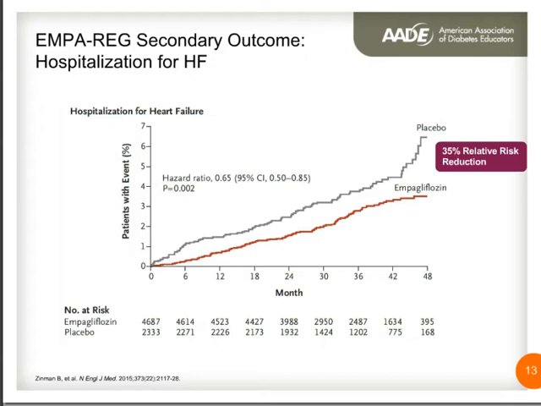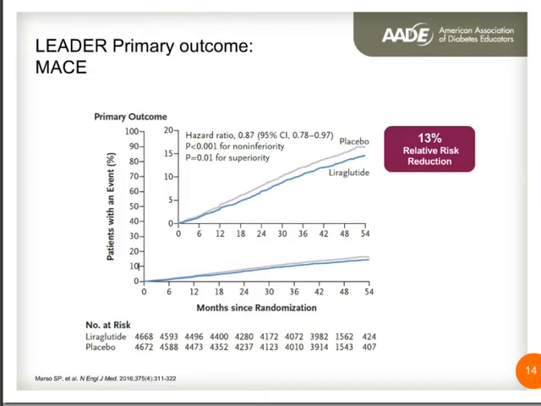So how did the GLP-1 class fare in comparison? Here we have LEADER. This is a study evaluating liraglutide, the GLP-1 receptor agonist, on their primary outcome, MACE. First GLP-1 cardiovascular outcome trial to show a benefit on MACE.